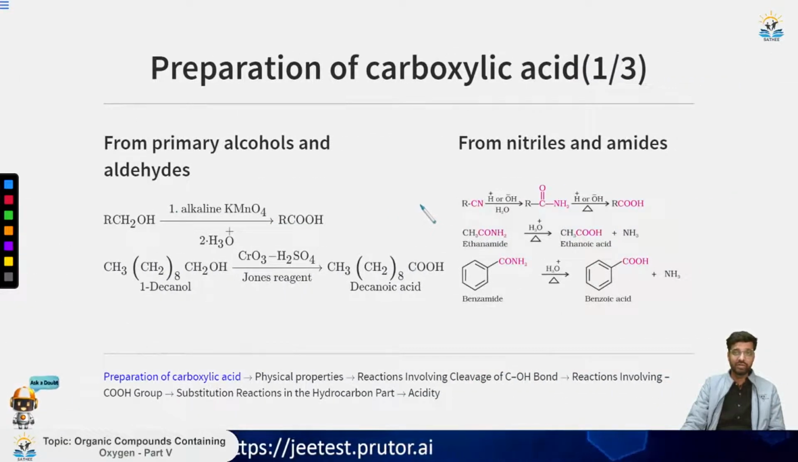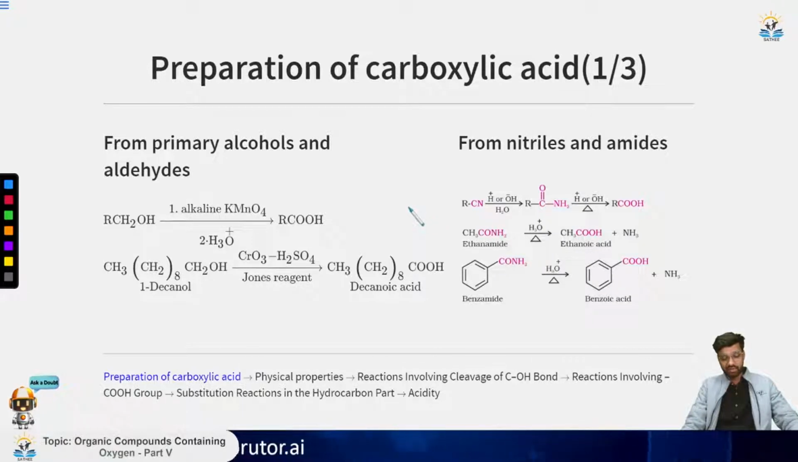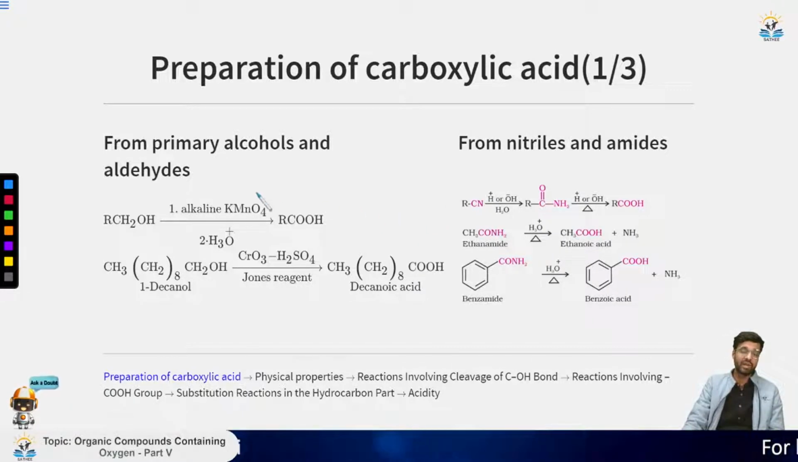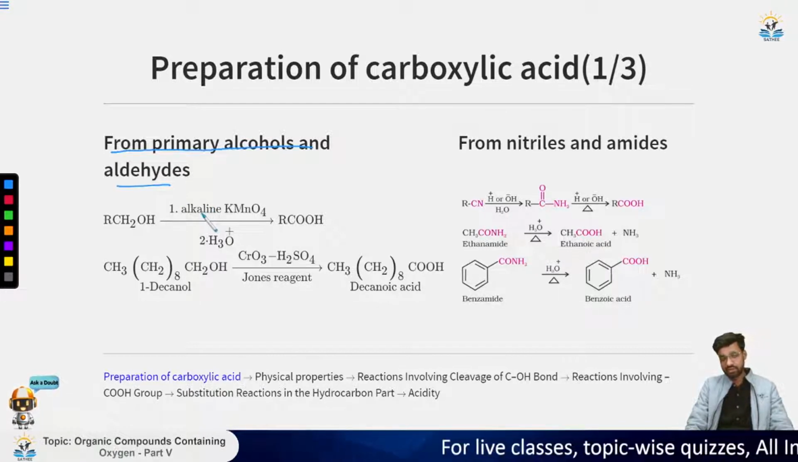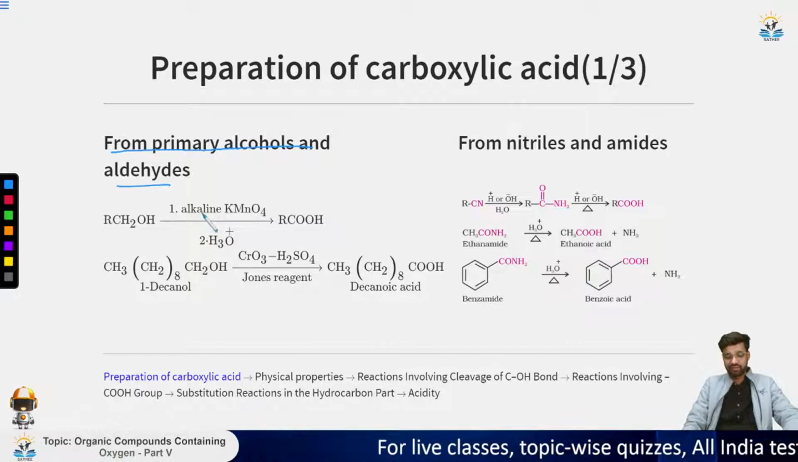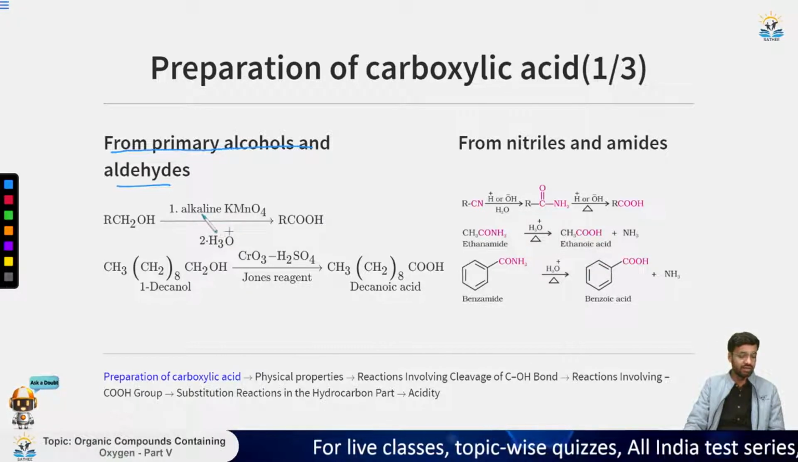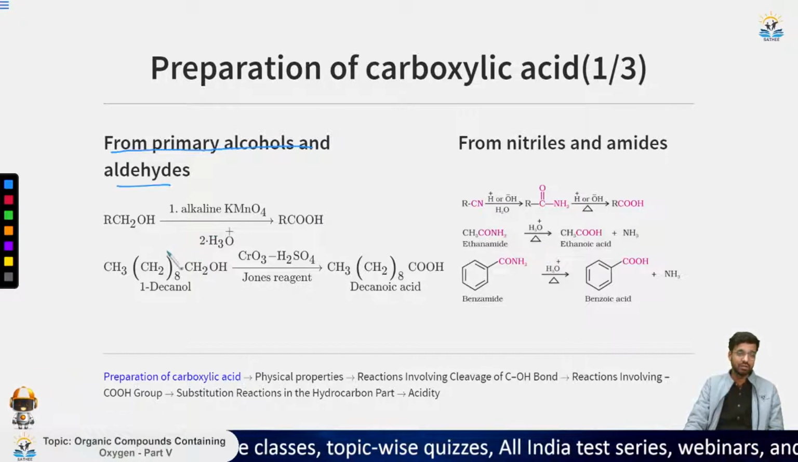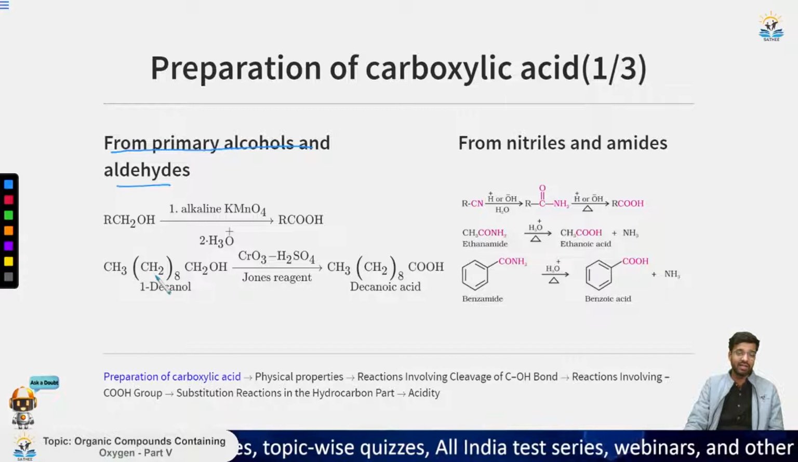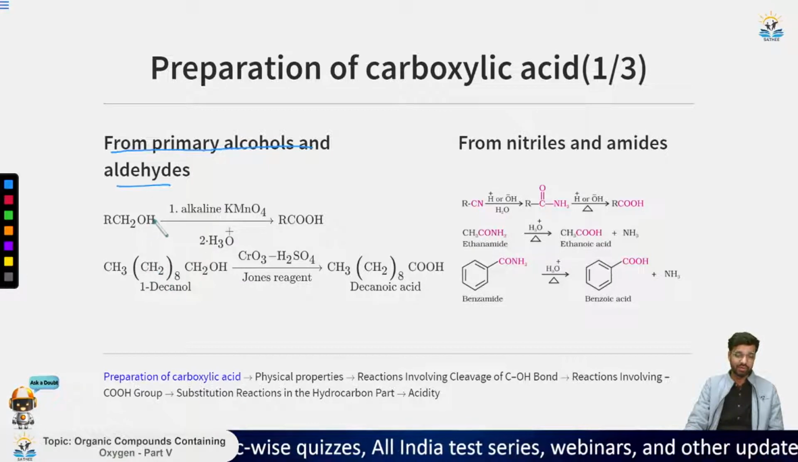We will start with the preparation of carboxylic acid, the methods of preparation. The first one is from primary alcohol and aldehyde. We have learned this topic earlier also, that we can oxidize an alcohol, which should be primary, or an aldehyde. If it is secondary, then we need a harsh, acidic medium. So a primary alcohol and aldehyde can be converted into carboxylic acid.